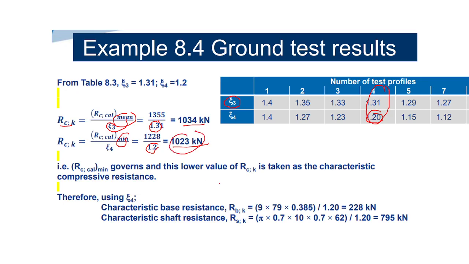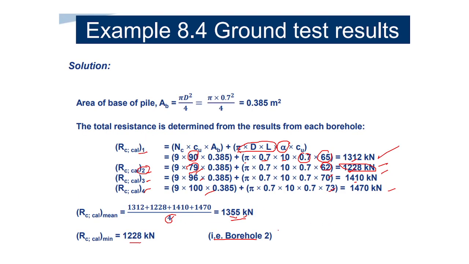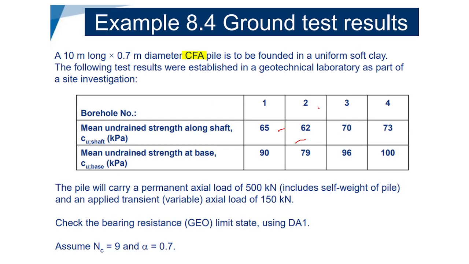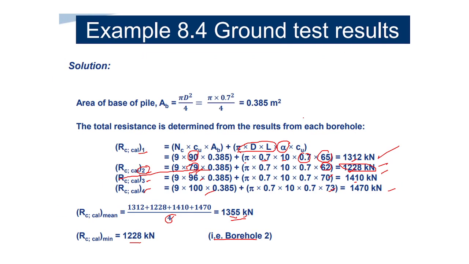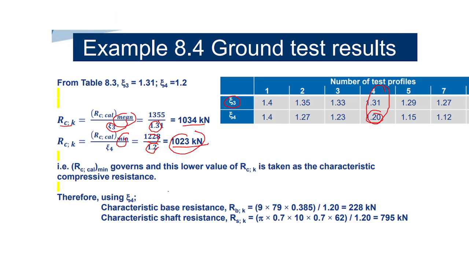Obviously we are having this value. This one will govern, which is the lower value of your resistance. That is for these choices, because we need a safe value to come up with a characteristic compressive resistance, which should be the lower value. And take note that this 1023 is coming from this 1228, which is coming from borehole 2. Borehole 2 has these characteristics, because we need it to specifically calculate what would be the resistance at the base and at the shaft.